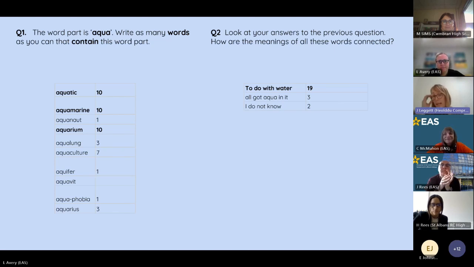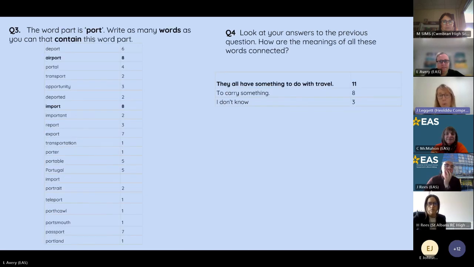And all of these roots in the exit testing haven't been taught in the caterpillars. So they're completely new. Question 3 was "port". So I've got things like "airport" and "import". And here I've got 11 saying it's something to do with travel. And there's 8 there saying to carry something. So they're sort of on the right lines there, as that's the same root she was talking about.